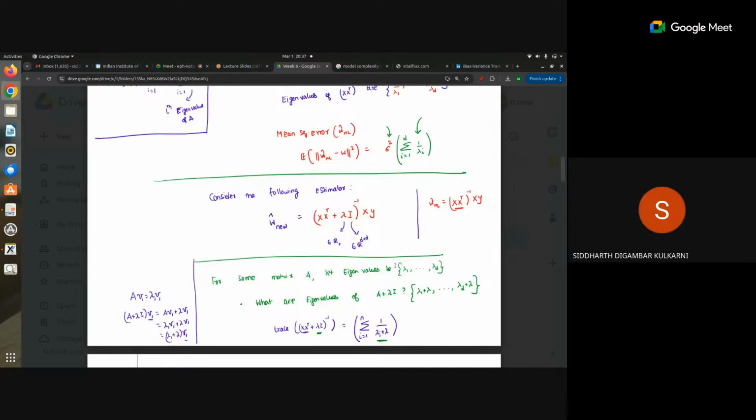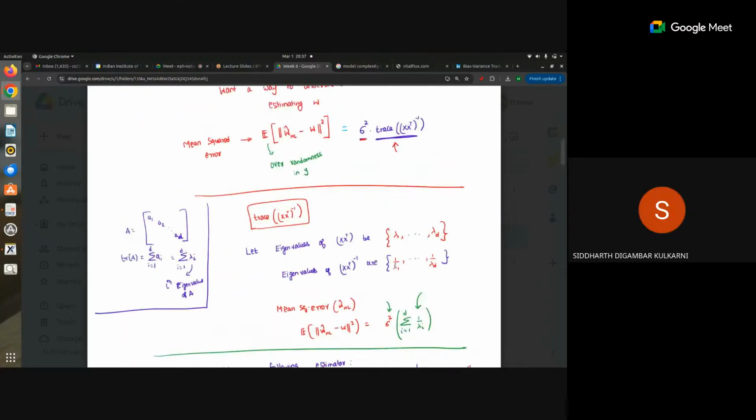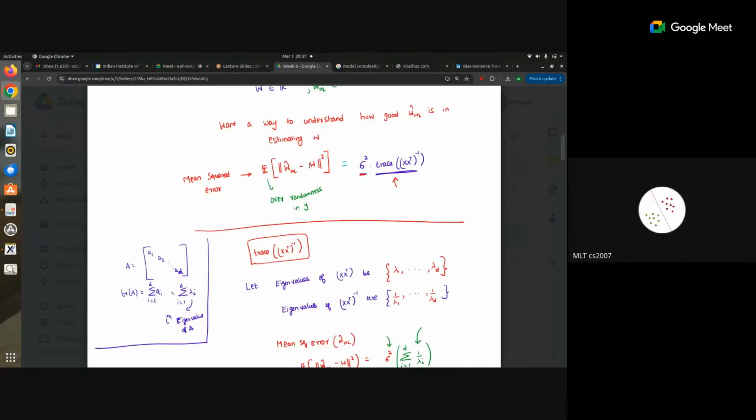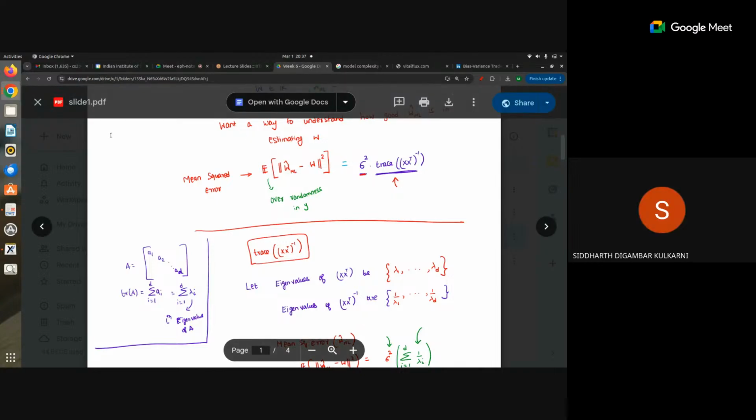Which is the constant here, sir? W hat ML or W? W is constant. W is the true W. W hat ML is the W which minimizes the error function.